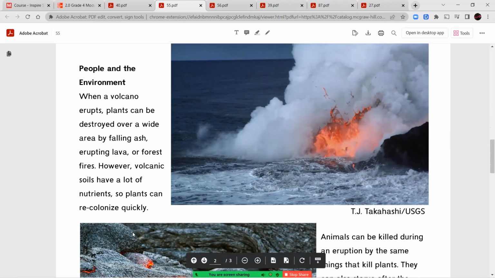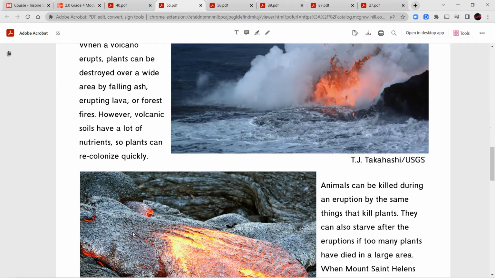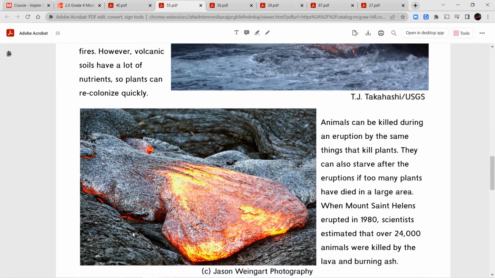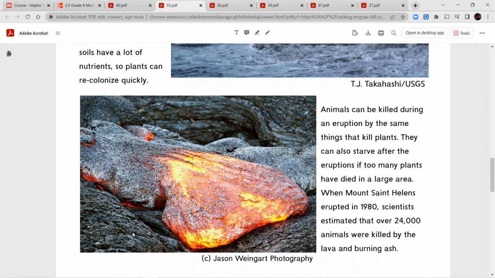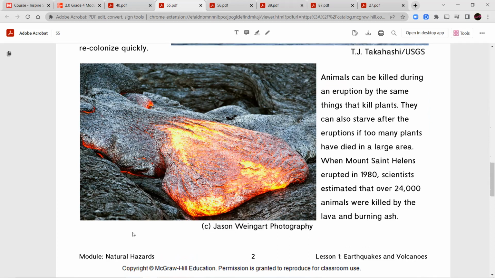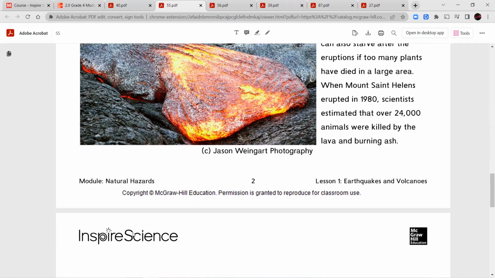People in the environment. When a volcano erupts, plants can be destroyed over a wide area by falling ash, erupting lava, or forest fires. However, volcanic soils have a lot of nutrients, so plants can recolonize quickly. Animals can be killed during an eruption by the same things that kill plants. They can also starve after the eruption if too many plants have died in a large area. When Mount St. Helens erupted in 1980, scientists estimated that over 24,000 animals were killed by the lava and burning ash.